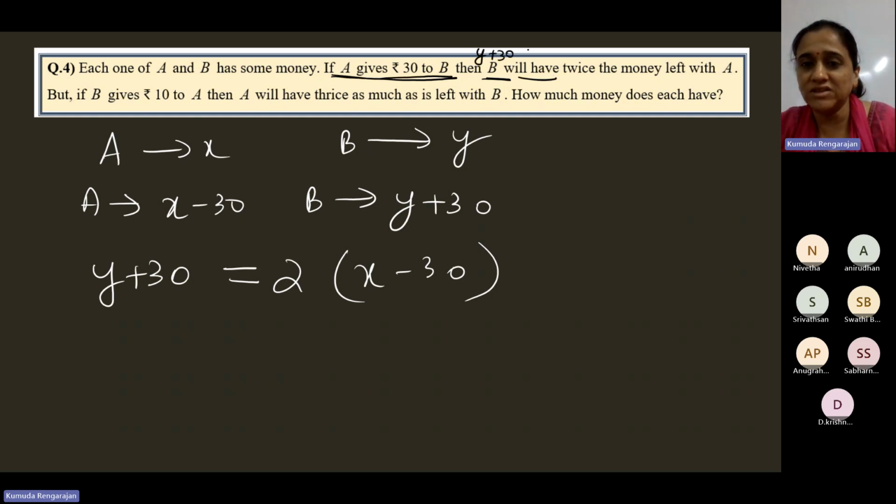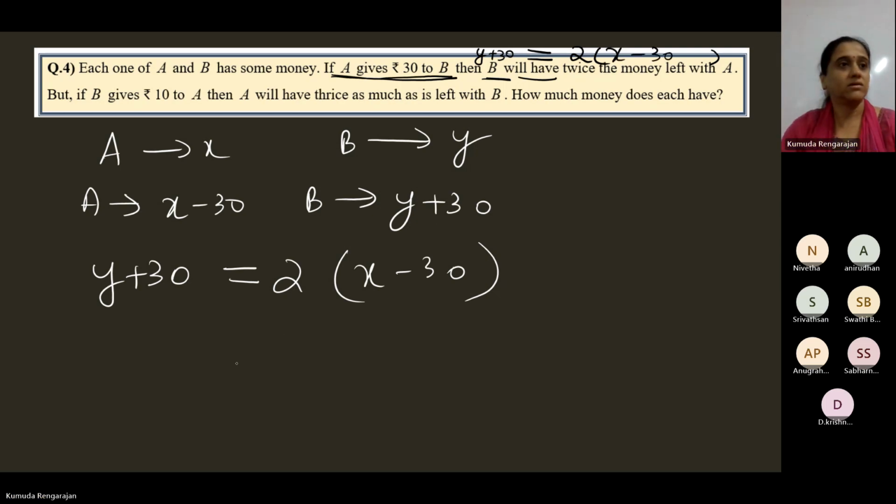B will have means equal to. B equal to twice, 2 into the money left with A. What's the money left with A? X minus 30. That's all. So every word or phrase can be substituted with an expression. That's the equation. So Y plus 30 is equal to 2 into X minus 30 is the equation.